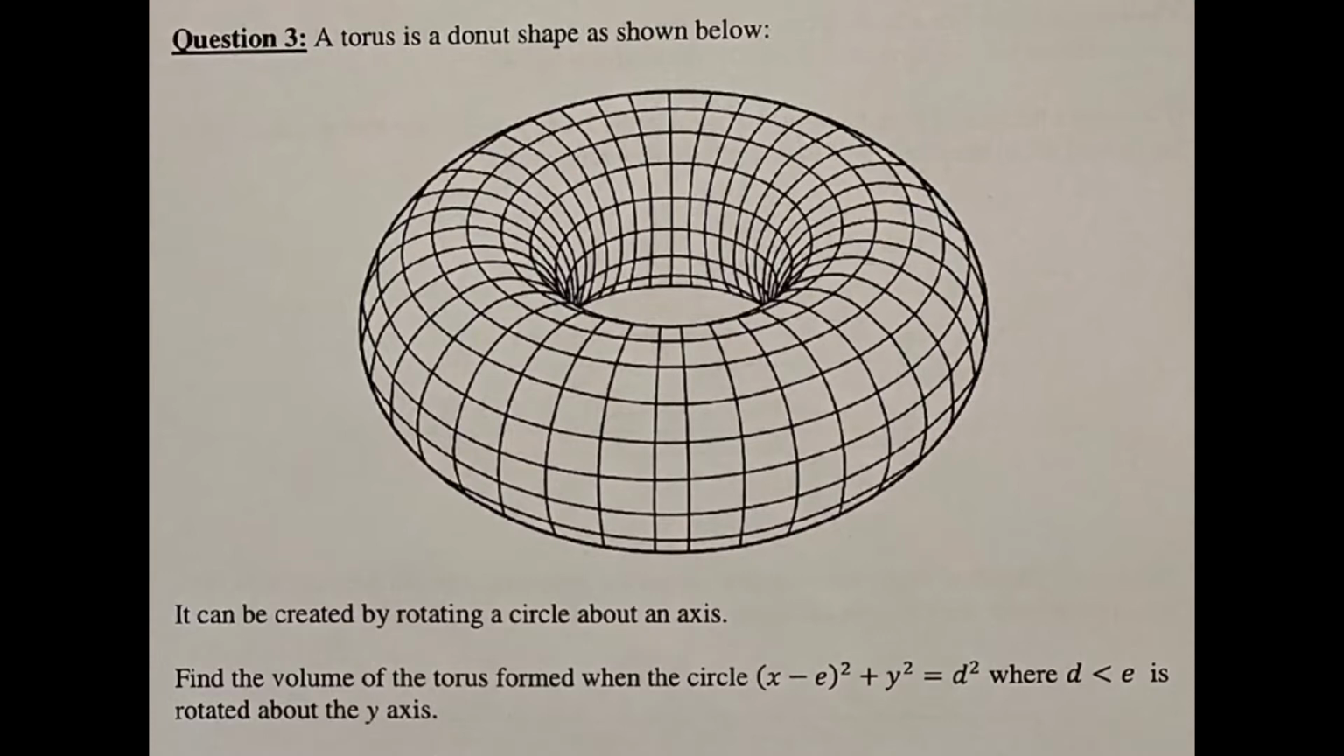Question 3 says, a torus is a donut shape, as shown below. It can be created by rotating a circle about an axis. Find the volume of the torus formed when the circle (x minus e) squared plus y squared equals d squared, where d is less than e, is rotated about the y-axis. So here I think using the technique of cylindrical shells is probably going to be the way to go. So let's do it.